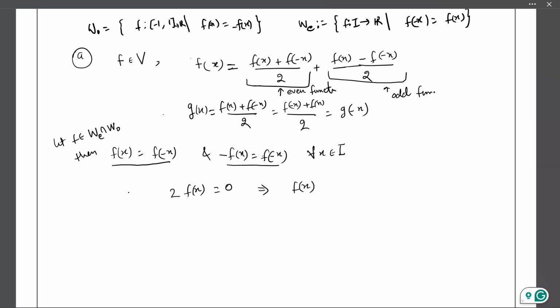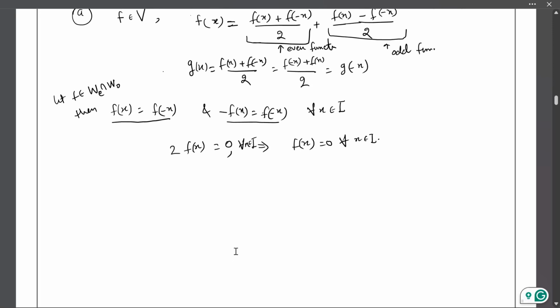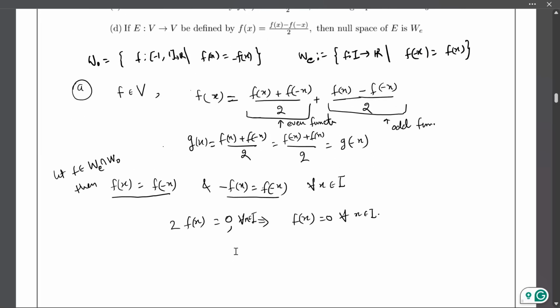And this is happening for every x. So f(x) is equal to 0 for every x in I. Okay, so something which is both even and odd will be the zero function only. Okay, understood?